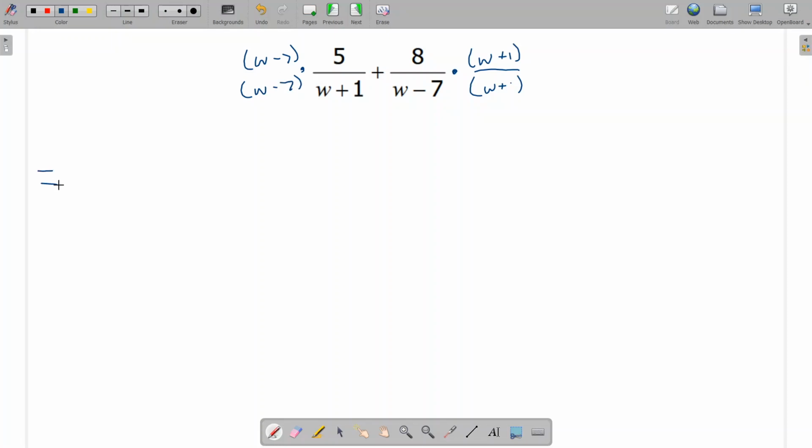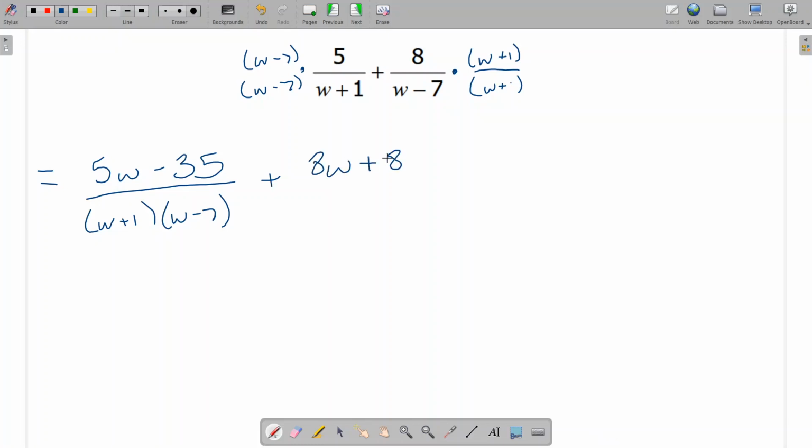So if we do that, we're going to end up with 5w minus 35 over w plus 1 times w minus 7. Okay, the order of the factors doesn't matter. Plus 8w plus 8 all over w plus 1 times w minus 7. Okay, so now we can add these together. We would get, let's see, 13w minus 43 over this here.